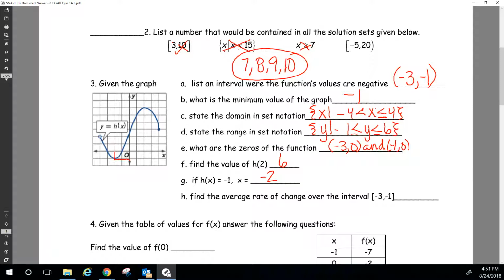And then find the average rate of change over the interval -3, -1. So between -3 and -1, I'm at 0 at both of those locations. So going from 0 to 0 is 0. Going from -3 to -1 is 2. So my slope would be 0 divided by 2, which is just 0.